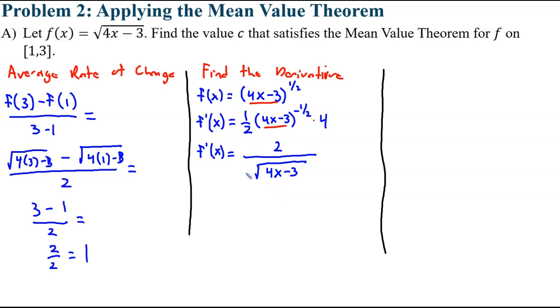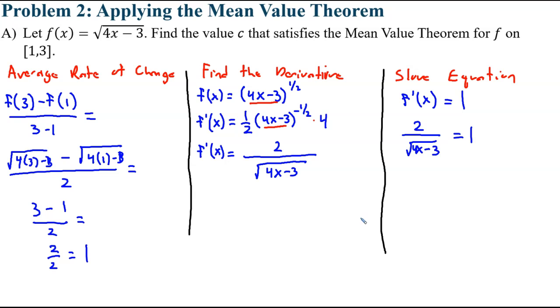Last step then, we want to figure out where our derivative is equal to 1. So we can say solve the equation. I want to know where f prime of x is equal to 1. So in other words, where this 2 over the square root of 4x minus 3 equals 1.